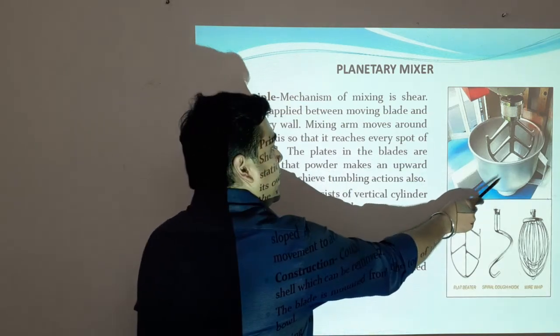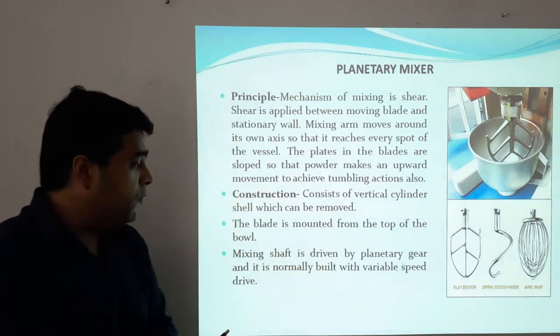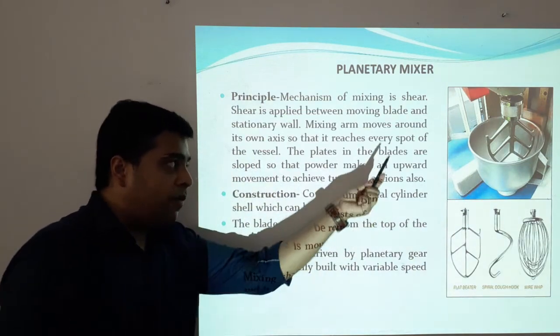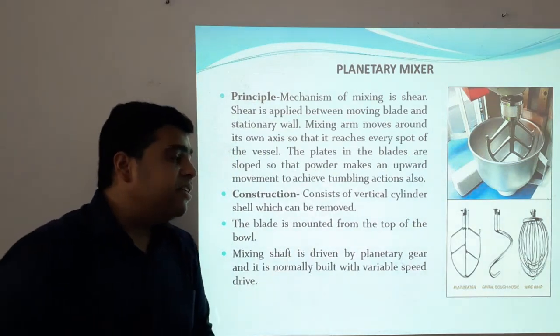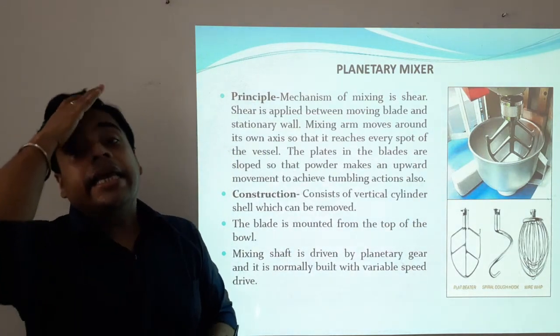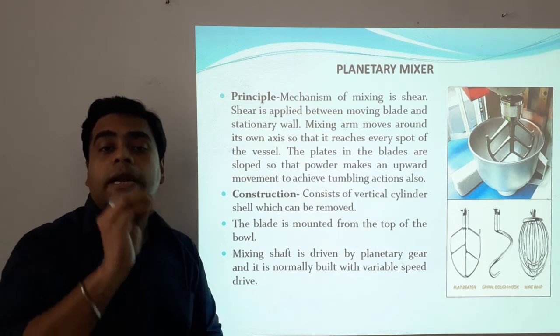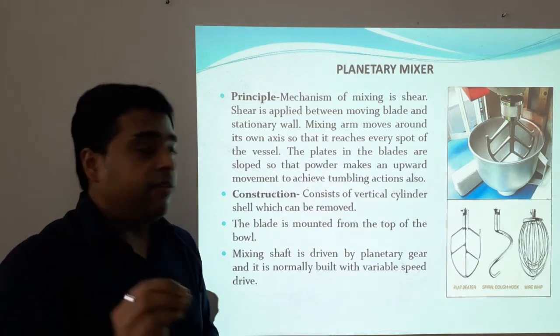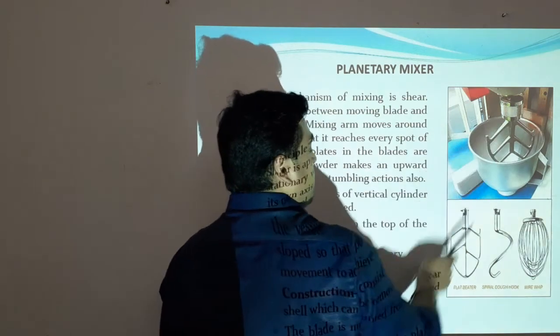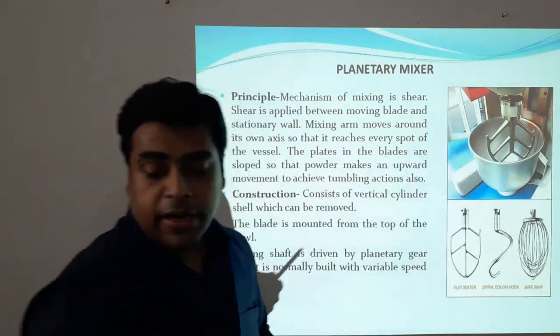The construction is very simple: a vertical cylinder shell which can be removed. This is a detachable bowl. The blade is mounted from the top of the bowl, and the mixing shaft is driven by planetary gear, which is normally built with a variable speed drive. This is done in a zigzag manner, normally with a speed gear.